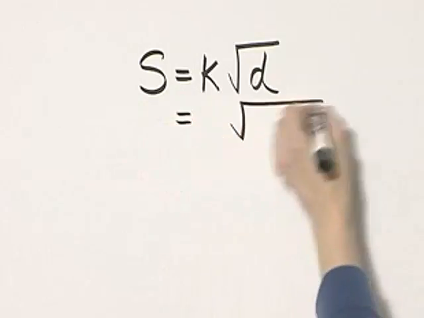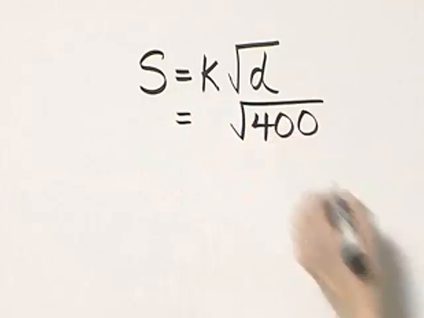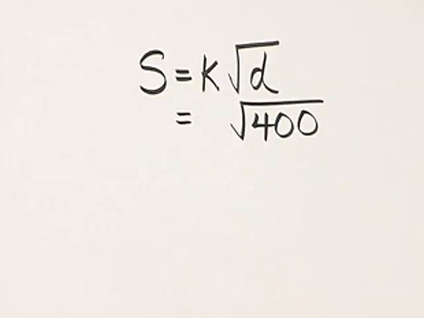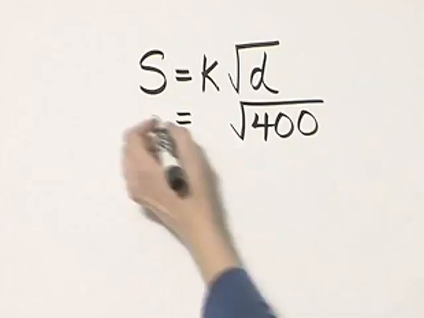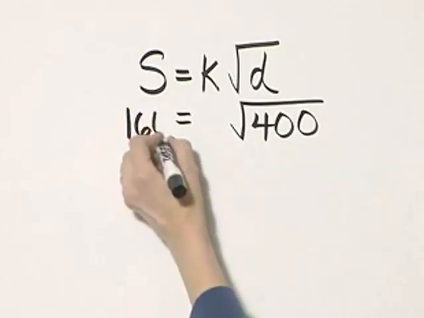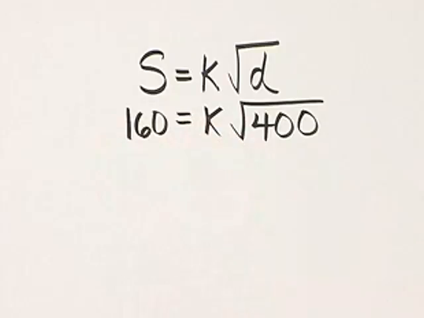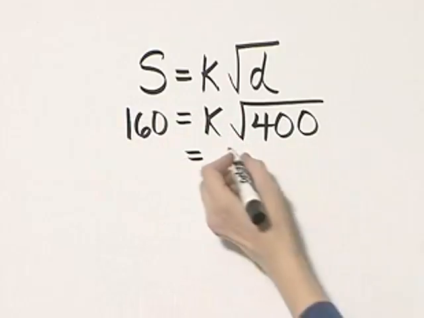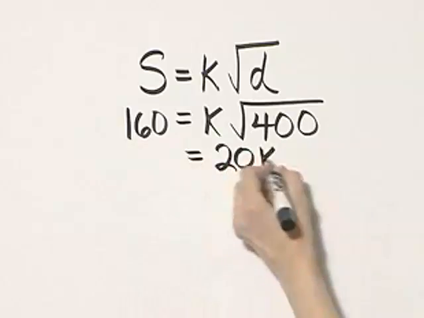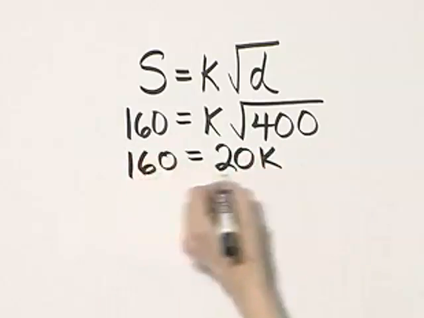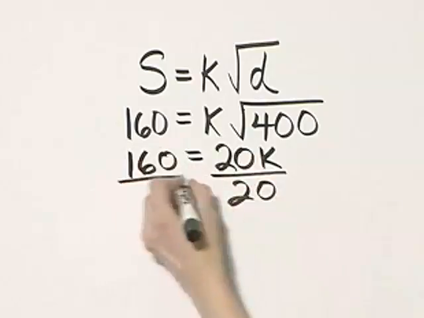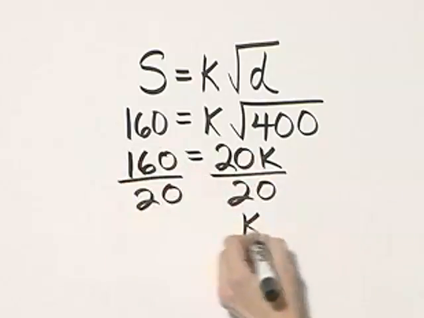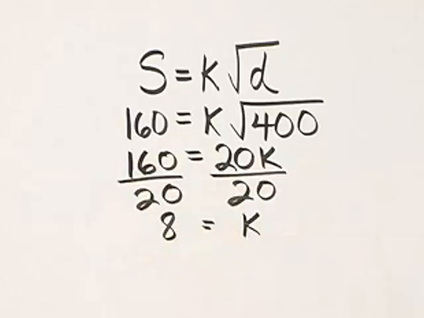So for D, I'll replace it with 400, hits the ground at a speed of 160 feet per second. So that's S, 160. And we can use that information to find K now. The square root of 400 is 20, so I know 20K is 160. Divide both sides by 20, and we know then that K is 8. So we know our constant, it is 8.